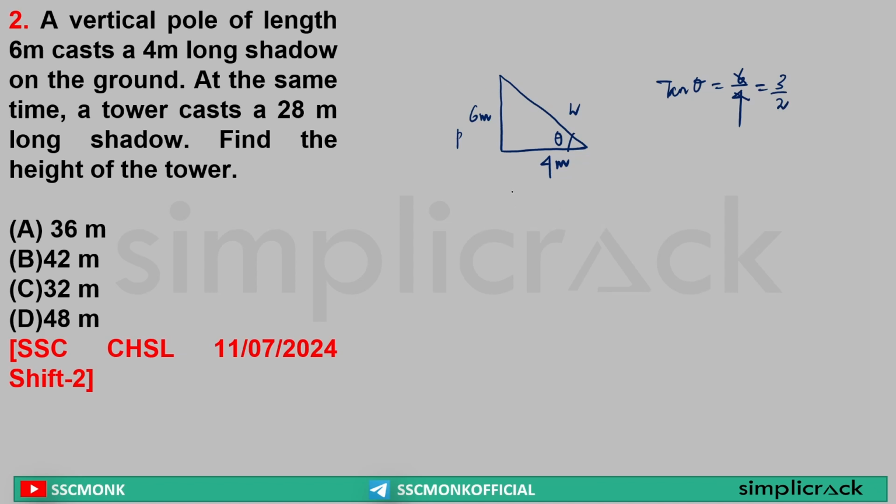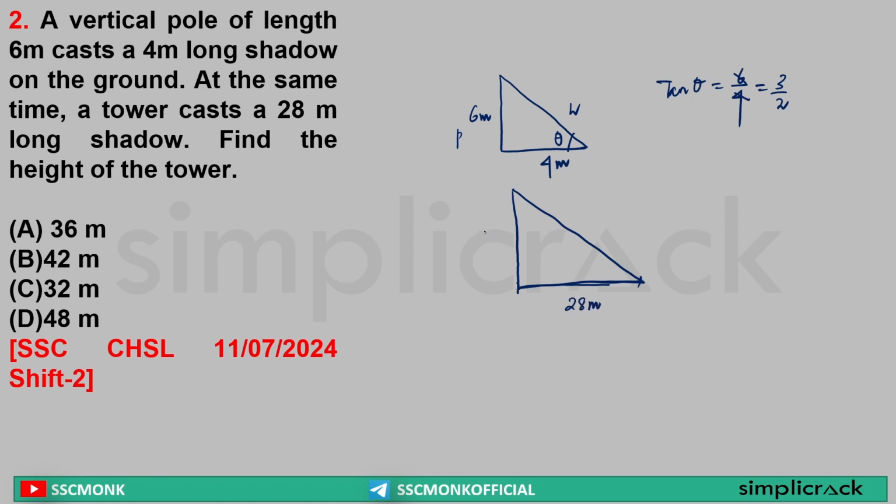So at the same time, a tower casts a 28-meter long shadow. Here it is saying the length of the shadow is equal to 28 meter, and it is asking about the height of the tower.